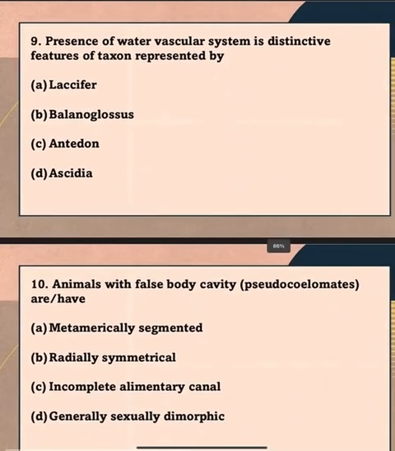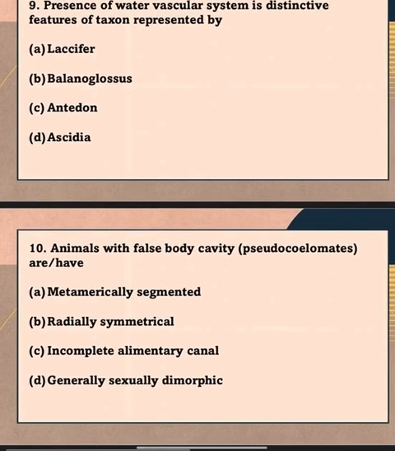Next we go with the 9th question. The presence of water vascular system is a distinctive feature of a taxon represented by. The water vascular system is concerned with echinoderms. This is the phylum Echinodermata.